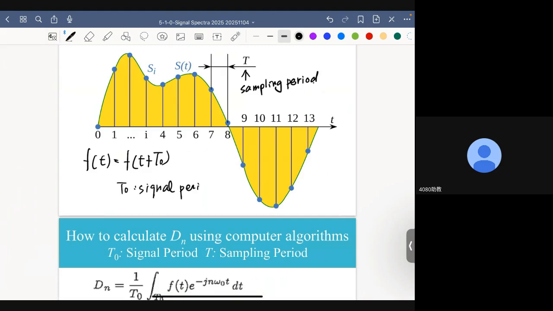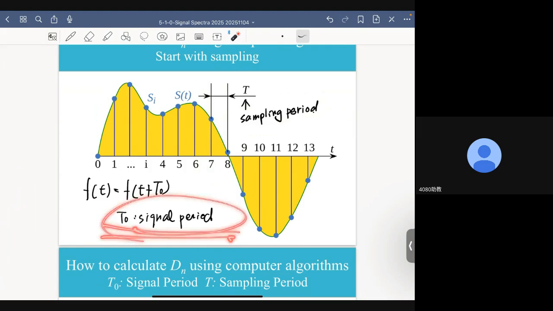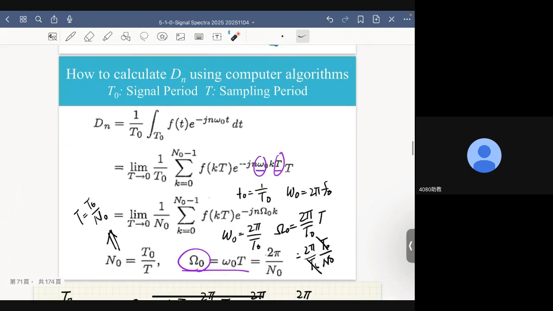And the second period is the sampling period, okay? How often I need to sample a signal is determined by the sampling period. How quick or how fast or how long the value of the signal will repeat itself depends on the signal period, all right?